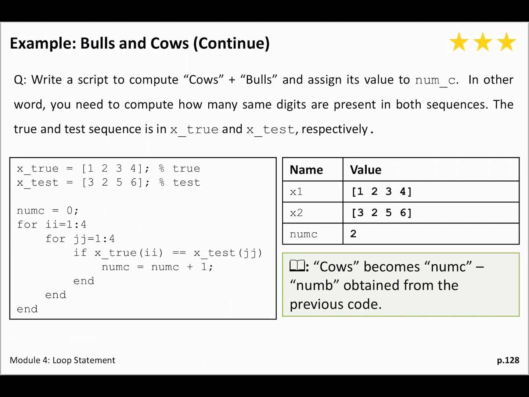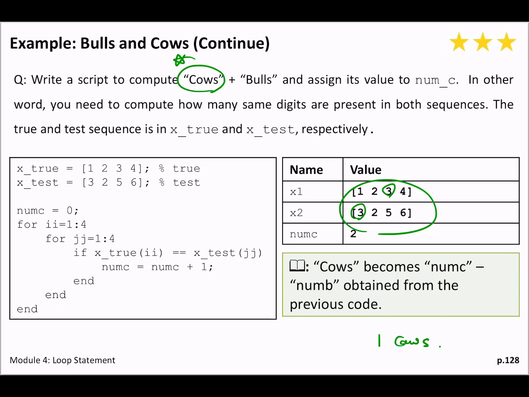All right. Now we solve a bit harder problem: how to compute the cow? A cow is when the digit is present in both the trial number and the chosen number, but it is not in the same location. This is called the cow. But in this case, how many cows? Only 1 cow, right?